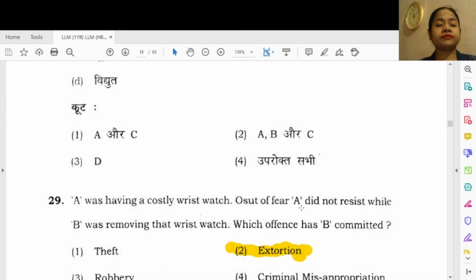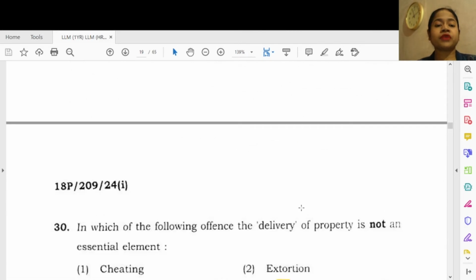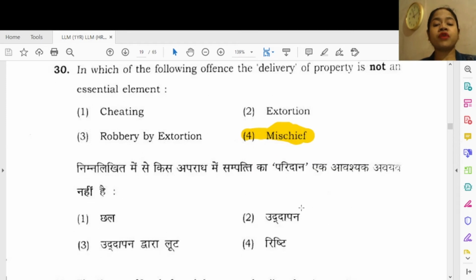Question number 29. A was having a costly wristwatch. Out of fear, A did not resist while B was removing that wristwatch. Which offence has B committed? B has committed the offence of extortion. If A had resisted out of fear of instant death, then it would have become robbery. Question number 30. In which of the following offences is the delivery of property not an essential element? This is option number 4, mischief.